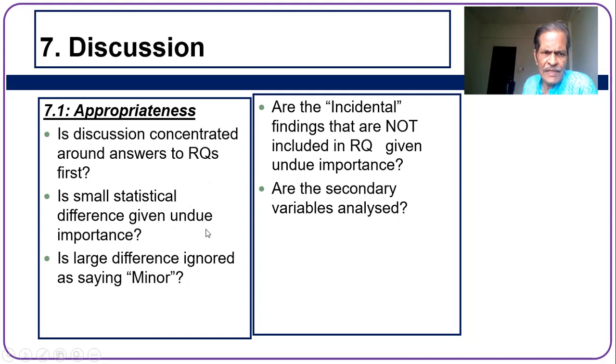Is a small statistical difference given undue importance? Many times people concentrate on the statistical significance and not on the clinical significance. For example, the cure rate of the new drug was say 96%, and the cure rate of the established line was 95%. So a 1% difference was found statistically significant. This is a small difference in cure rates, and it has been given huge importance in the form of recommending that drug.